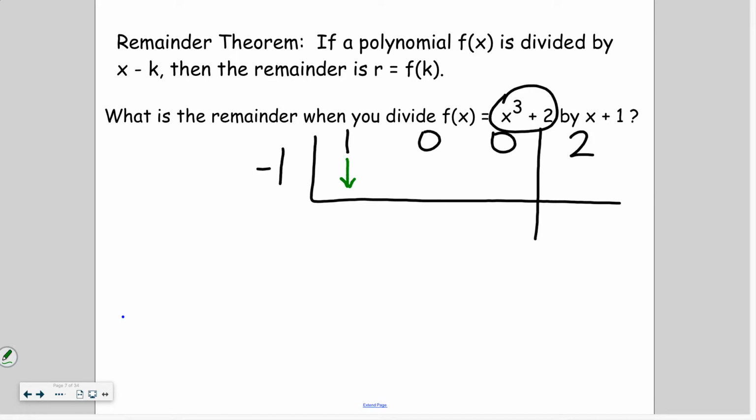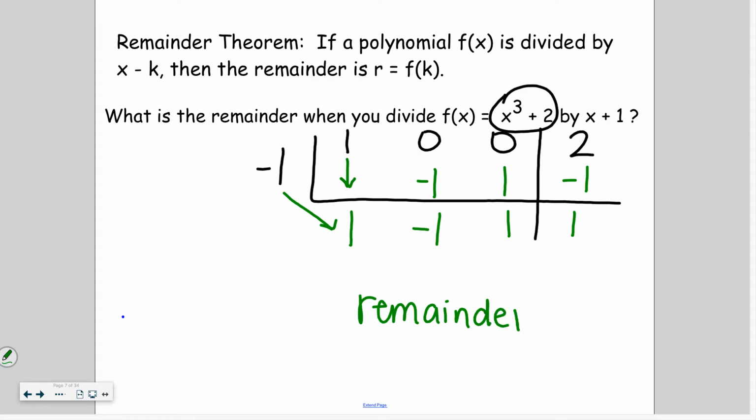So we'll bring down that 1. Negative 1 times 1, negative 1. 0 minus 1, negative 1. Negative 1 times negative 1 is a positive 1. So we get positive 1, negative 1 times positive 1 is a negative 1. 2 minus 1 is 1. So this asks us what our remainder is. So our remainder is 1. So what is always left right here is our remainder, and that's what we want to know. Okay?